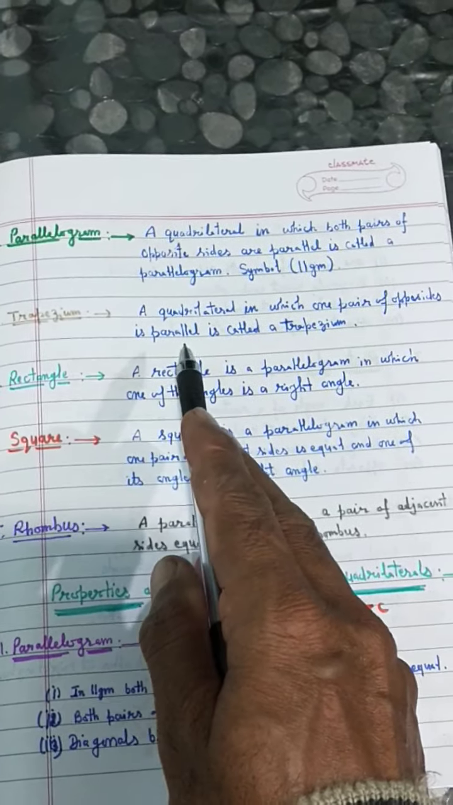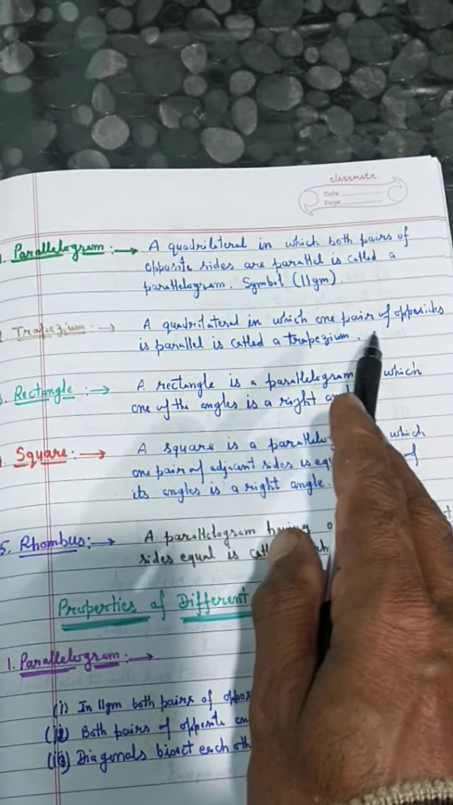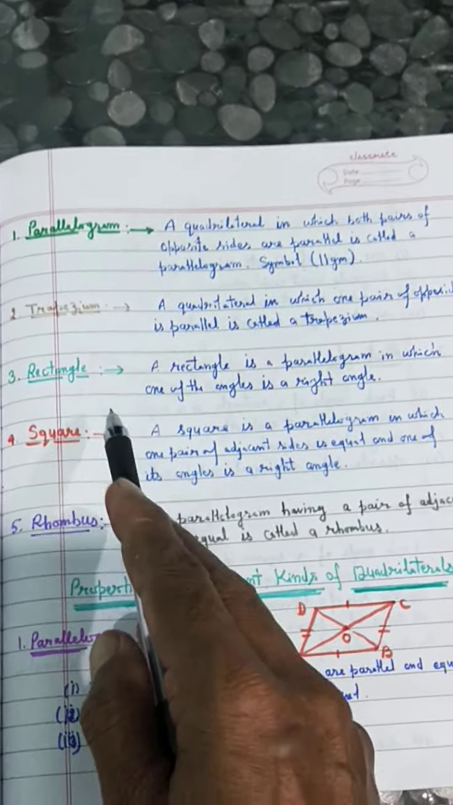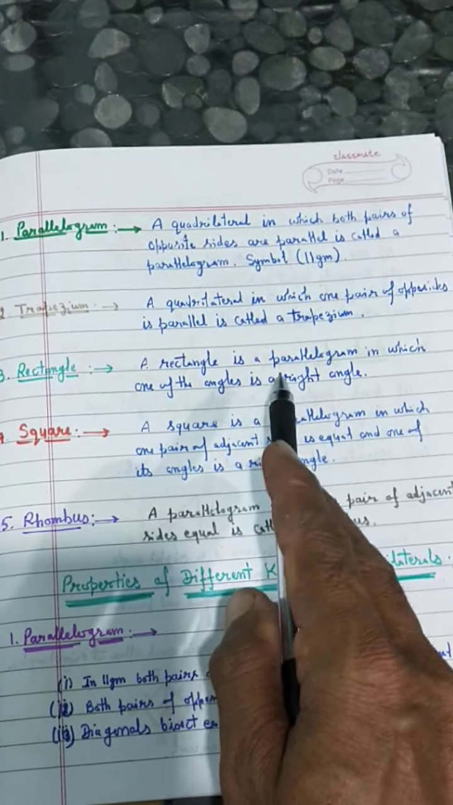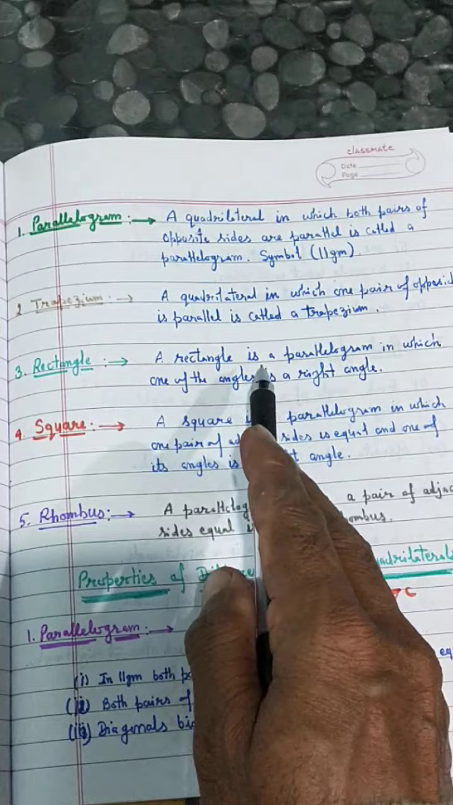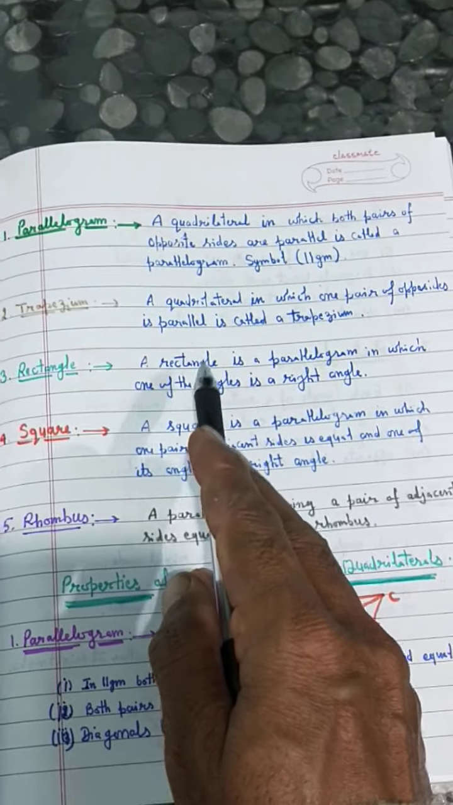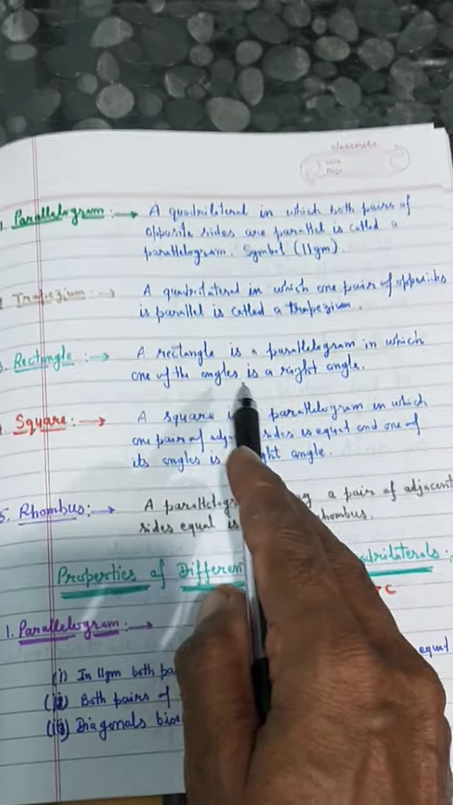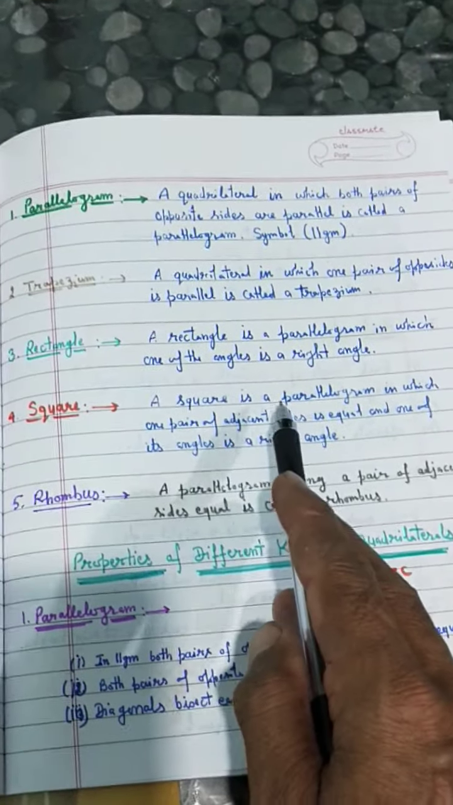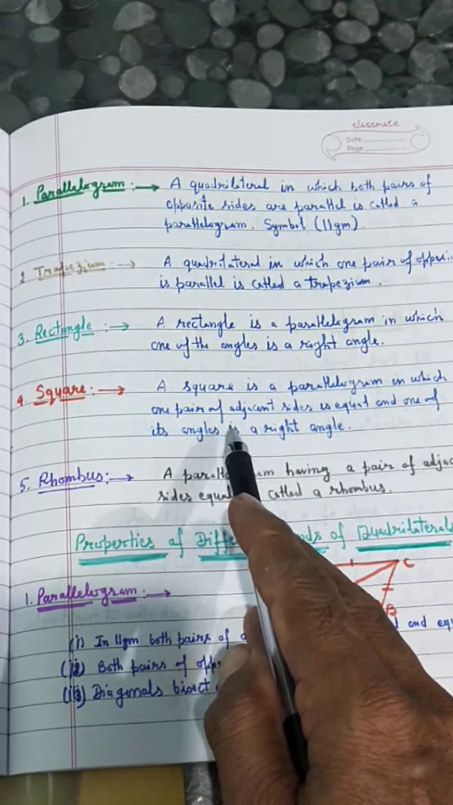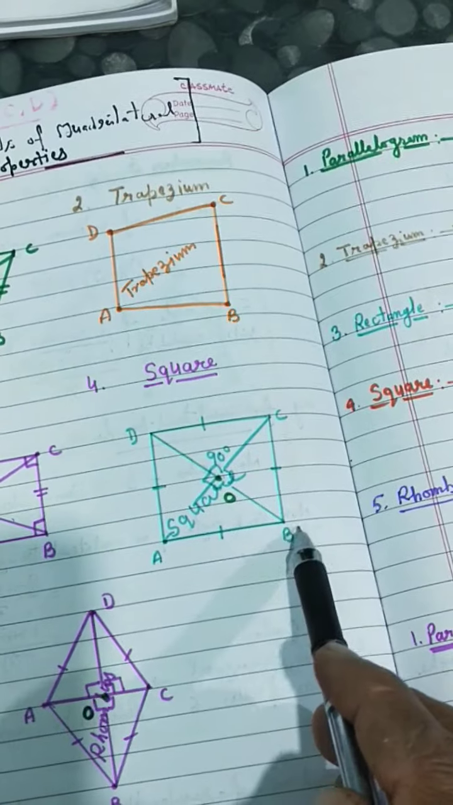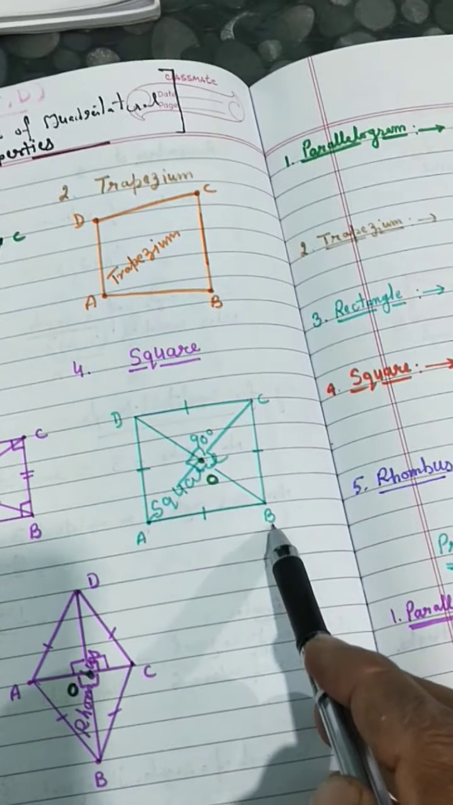Second, trapezium. A quadrilateral in which one pair of opposite sides is parallel is called a trapezium. Rectangle. A rectangle is a parallelogram in which one of the angles is a right angle. Rectangle is a parallelogram. It means opposite sides are equal and parallel and one of its angles is a right angle. Each angle is equal to 90 degrees. Square. Square is a parallelogram in which one pair of adjacent sides, meaning AB adjacent to BC, one vertex is common.